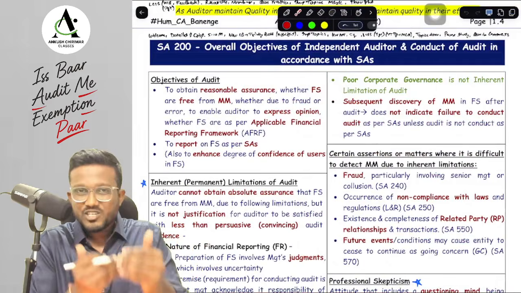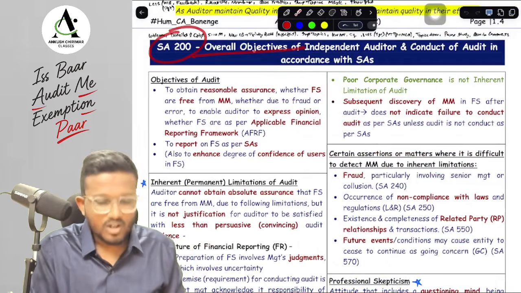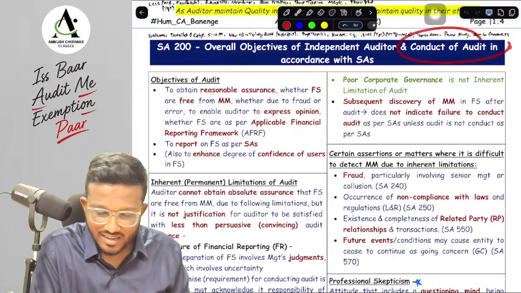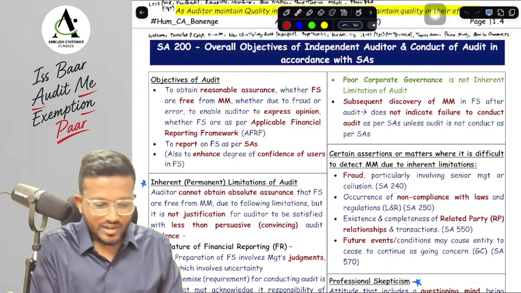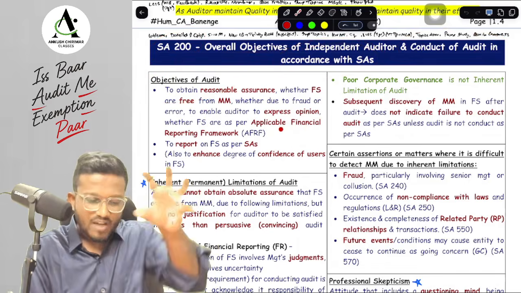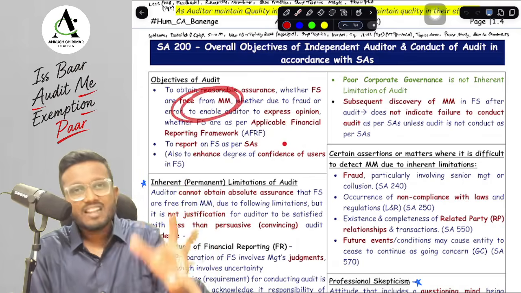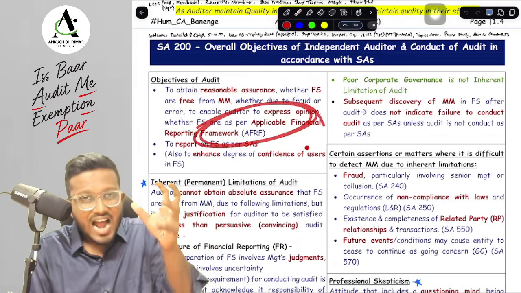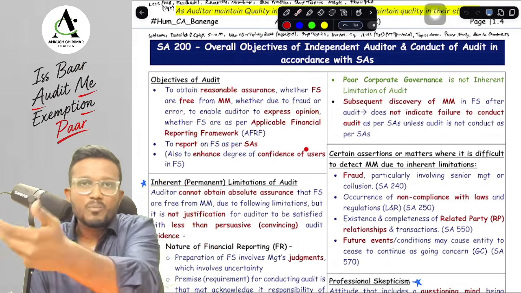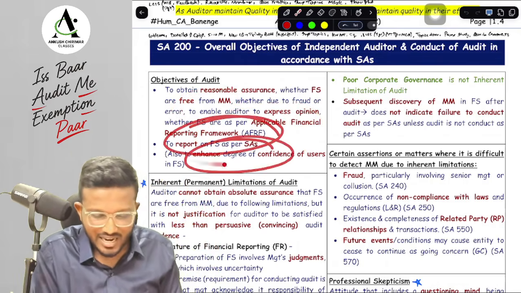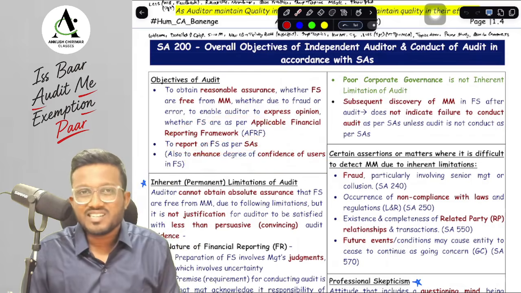So we are doing revision under revision. So it is SA 200, overall objectives of independent auditor and the conduct of audit that we have to do as per SAs. What is the objective, sir? The objective is very simple. We have to obtain reasonable assurance that the financial statements is not containing any material misstatement and the financial statements are prepared as per AFRF, and we have to take that reasonable assurance and report to the users of the financial statements so that we can enhance the confidence of users in the financial statements.